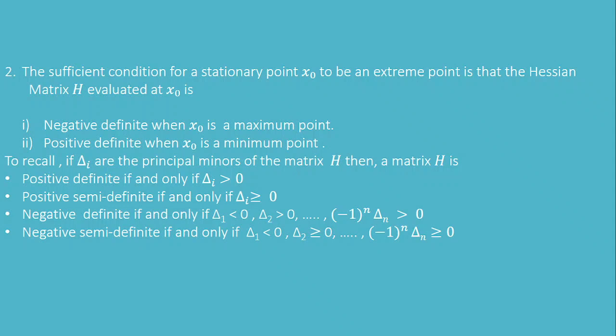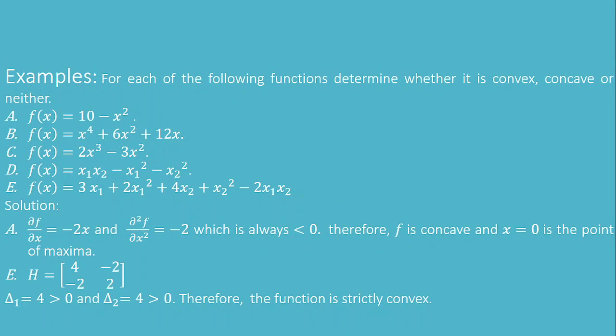So using these principal minors and their signs, we can find out whether the given matrix is negative definite or positive definite. And once we have found whether the matrix is negative definite or positive definite, then we can say that the stationary point we have found is a maximum point or a minimum point. So this will be more clear with the help of an example.